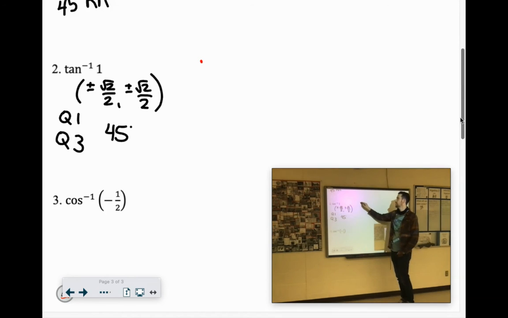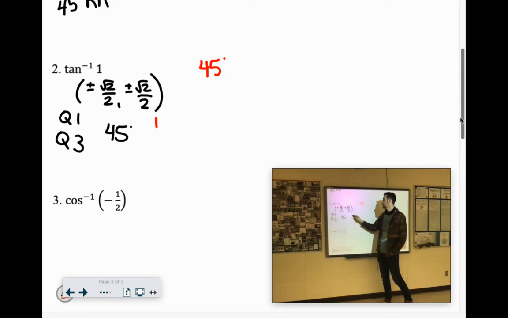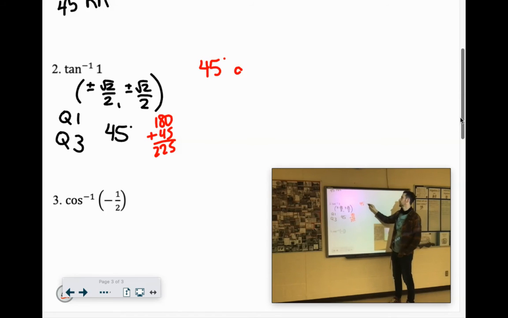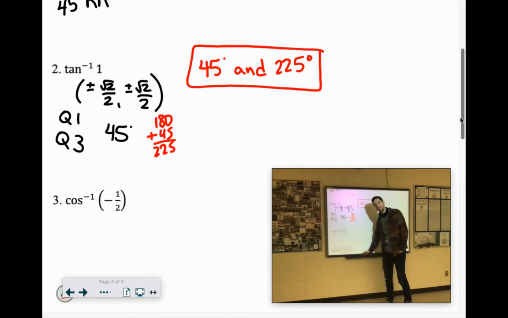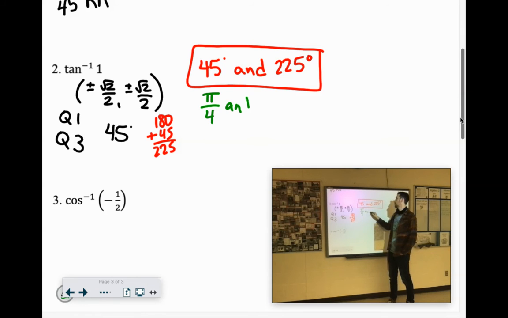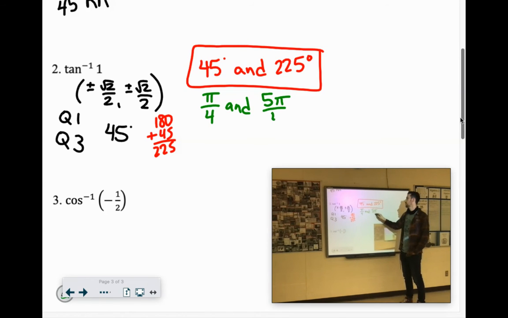So in quadrant 1, that would be 45 degrees. In quadrant 3, we'd have to add 180 plus 45, which gives us 225 degrees. We also have to get it in radians. So 45 is 1/4. 45 times 5 gives you 225, so this would be 5 pi over 4.